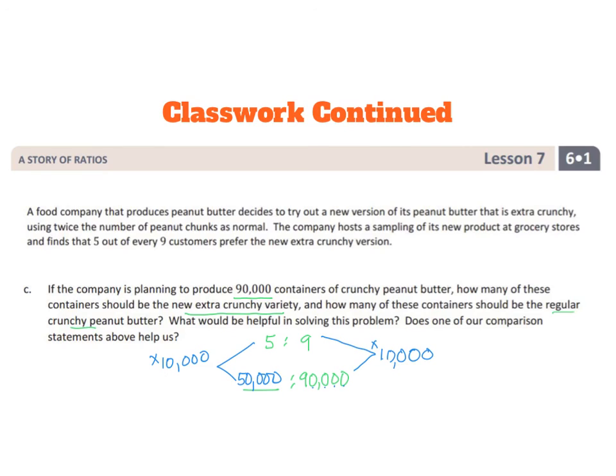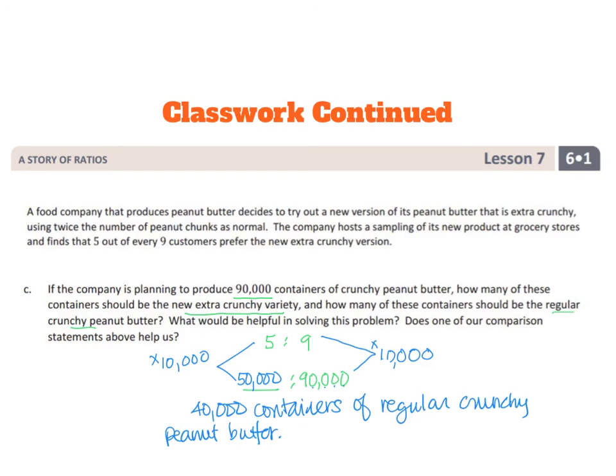Okay, into classwork. I mean, I could write that in a complete sentence. I could say, how many should just be the regular though on that? I didn't answer that part. So I could say 40,000 containers of regular crunchy peanut butter, right?